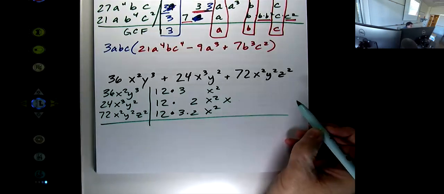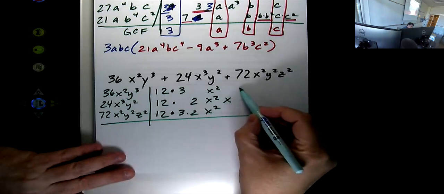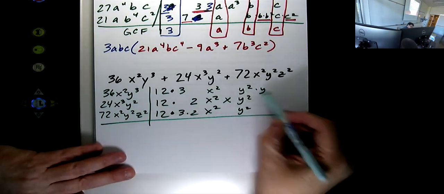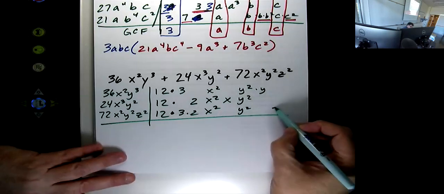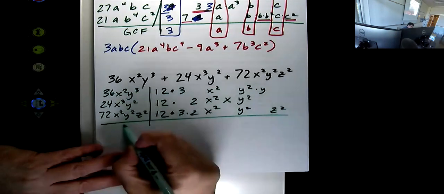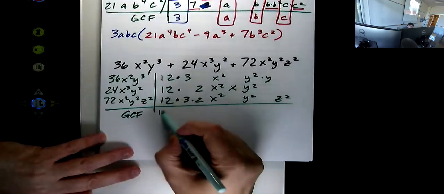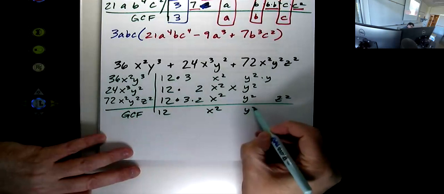Now what? For y, the lowest exponent is going to be y squared. The first one is y squared, which is y. And then z squared is all alone. So our GCF? It's 12 x squared y squared. Correct.